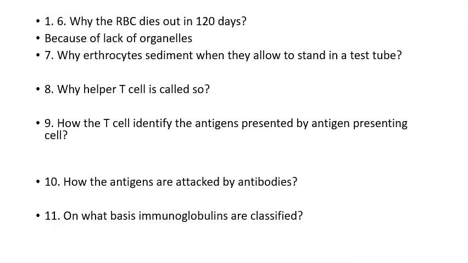Because of lack of organelles. The RBC does not have nucleus or mitochondria, and since it does not have a nucleus, it is not able to produce new proteins and new enzymes. Since it is lacking mitochondria, it depends on anaerobic glycolysis, so it is not able to get new enzymes, so it dies out in 120 days.